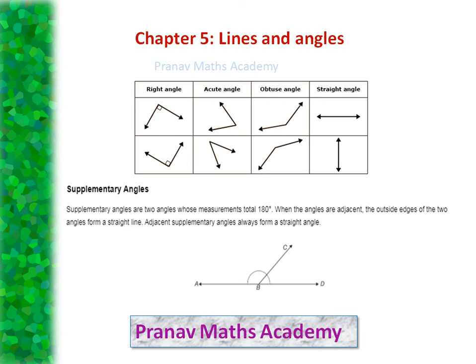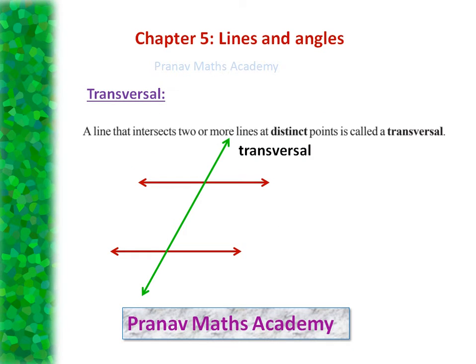Here some example diagrams are given. For example, right angle, acute angle, obtuse angle and straight angle. Supplementary angles are two angles whose measurements add up to 180 degrees. Here two angles are given. Transversal: a line that intersects two or more lines at distinct points is called a transversal. Here the green line indicates the transversal.